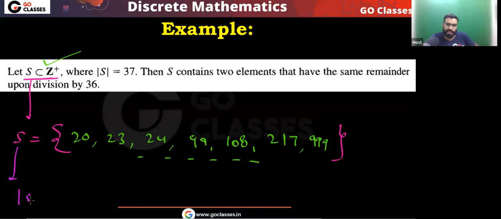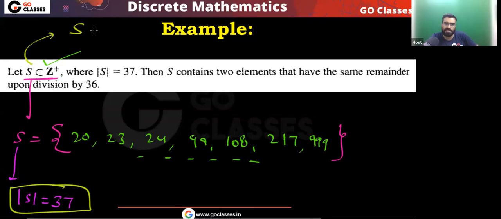But the point is this set S has cardinality equal to 37. Means there are 37 elements in this set S. This set S can be anything. This set S is a subset of positive integers. This set S can have any 37 values.